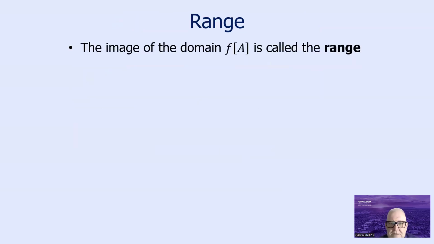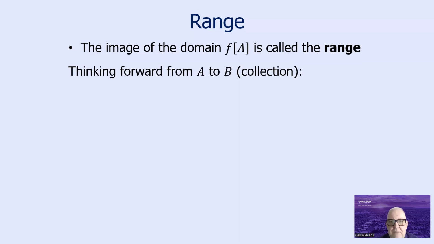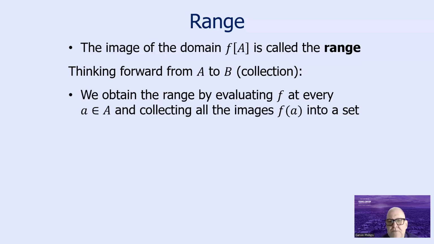Let's talk about range. The image of the domain of f of A is called the range. So this is everything that comes out. So this is the subset of our initial set B that actually is output, or the image of. Thinking forward from A to B, this is the collection. So we obtain the range by evaluating f at every possible a in our set A and collecting all of those f of a's into a set. That's range. All of the possible B's are our codomain, so they're different.